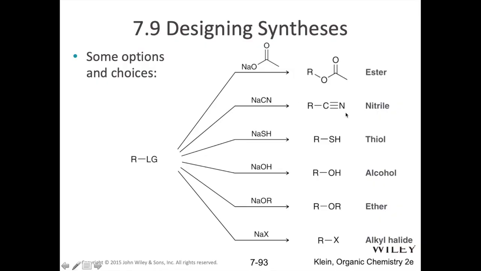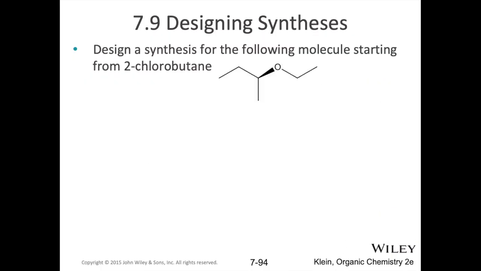Like if we use sodium cyanide, we get a nitrile. If we use sodium hydrogen sulfide, we get the corresponding thiol. Likewise, if we use sodium hydroxide, we get the corresponding alcohol. If we use a sodium alkoxide, we get the corresponding ether. And any sodium halide, that halogen is going to swap out whatever your leaving group is, and you get the alkyl halide. So that's something to keep in mind.